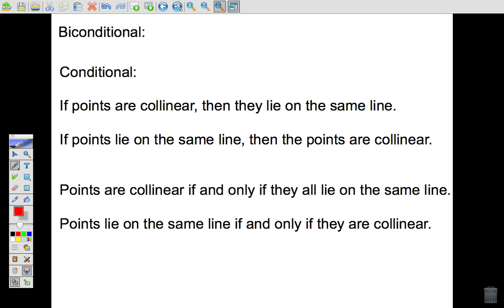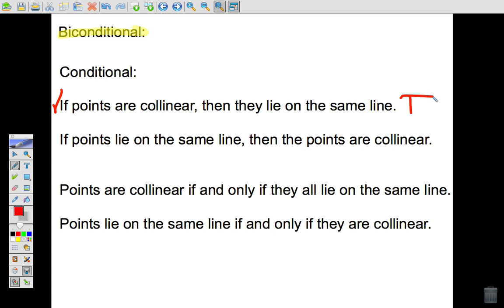Now, one last definition, if you want to call it that, is what we call a biconditional. What is a biconditional? Well, let's see. Suppose I have 2 conditionals written here. One of them is if points are collinear, then they lie on the same line. Now, is that a true or false conditional? If points are collinear, does that mean they lie on the same line?